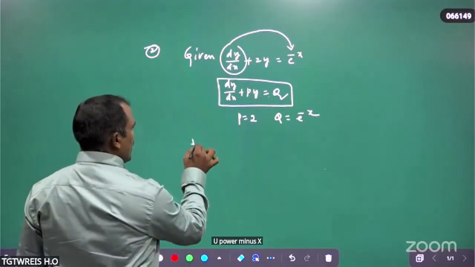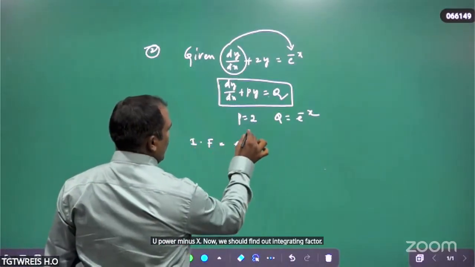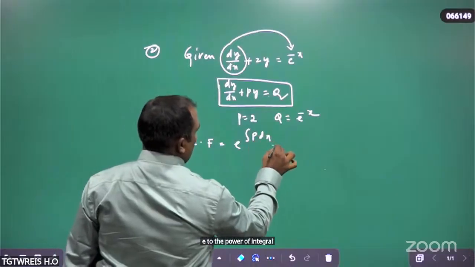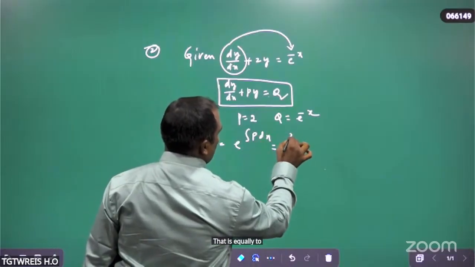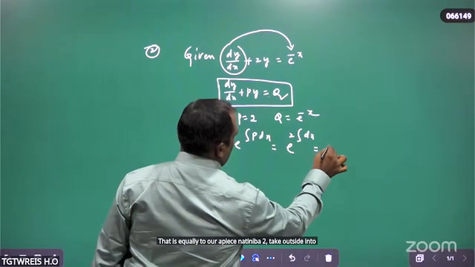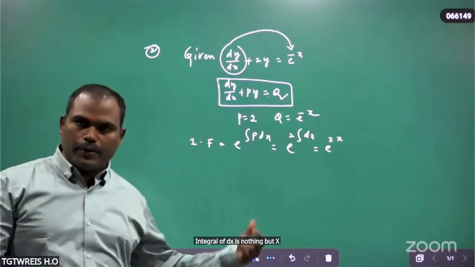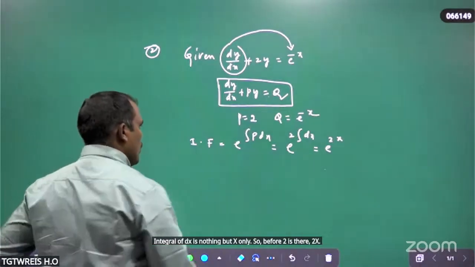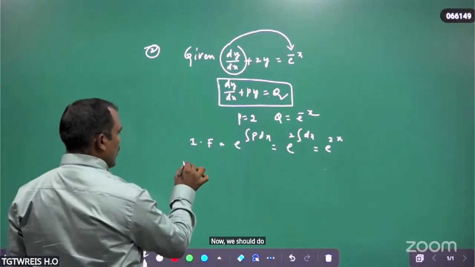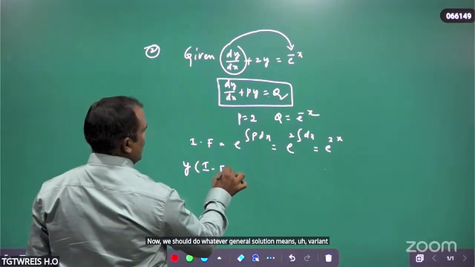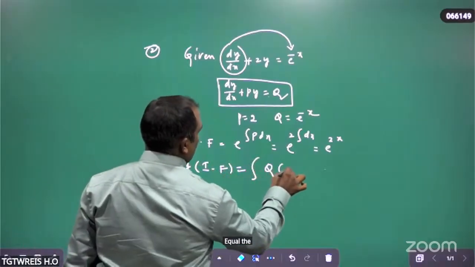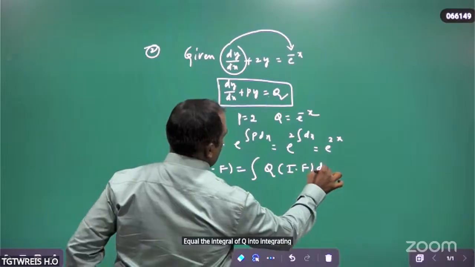Now we should find the integrating factor: e to the power of integral of p dx, that is equal to e to the power of integral of 2 dx, taking 2 outside, which equals e power 2x. Integral of dx is nothing but x only, so with the 2 before it, 2x. Now what should we do here? The general solution means y into integrating factor equals integral of q into integrating factor into dx.